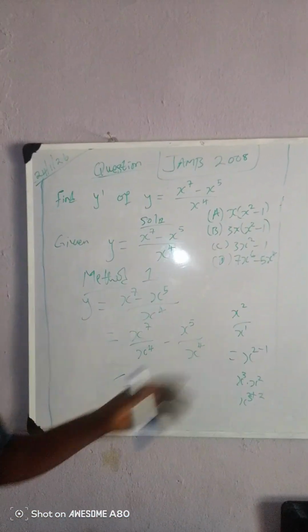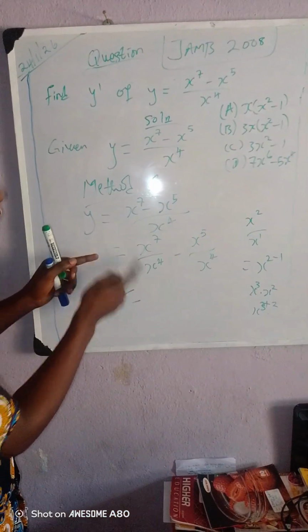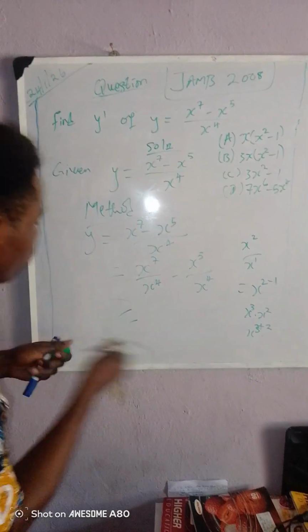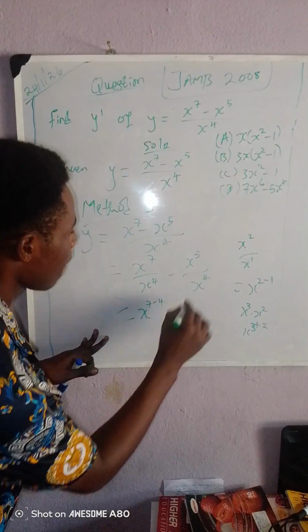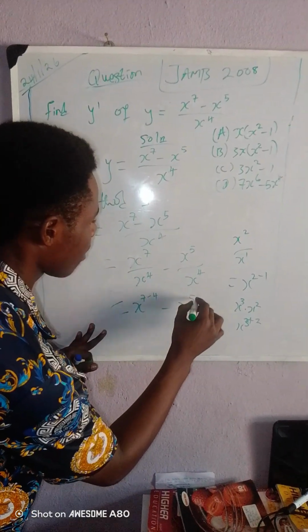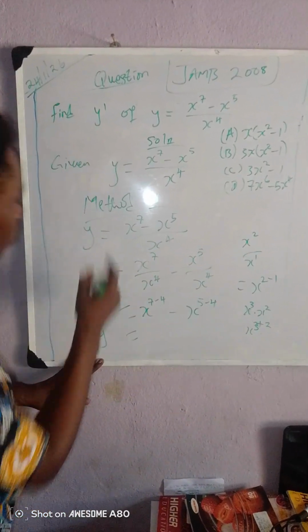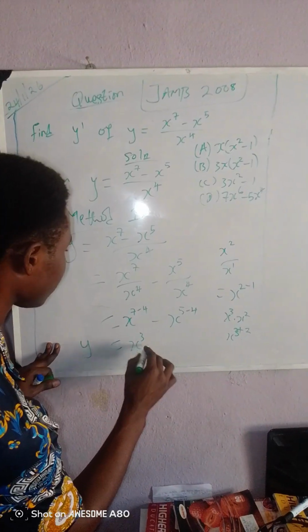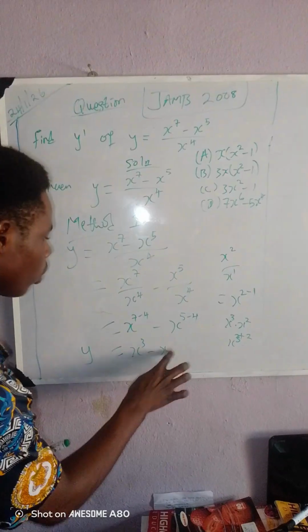So now this same law of indices we'll bring to this place. If you bring the law of indices here, the bases are equal, so what you go do, you equate the powers. So this place will become x to the power of 7 minus 4 minus x to the power of 5 minus 4. So this y they give us, we now reduce it to become x to the power of 3 minus x to the power of 1. So we'll remove the 1.